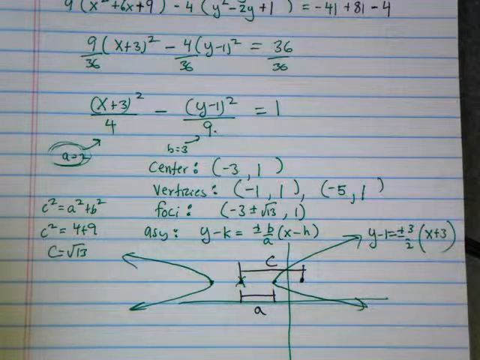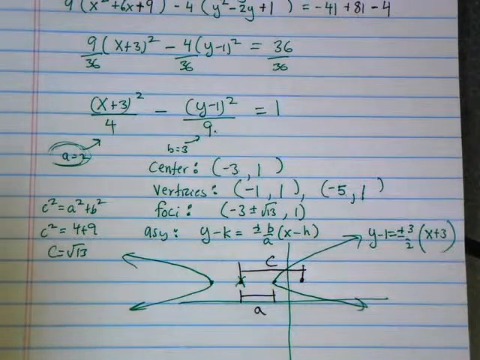No. A is always under the one that's positive, and B is always under the one that's negative. So if the y had the plus in front of it, whatever number was under the y, that would be the A number. Other questions? For ellipses, A is always the bigger one. Other questions?